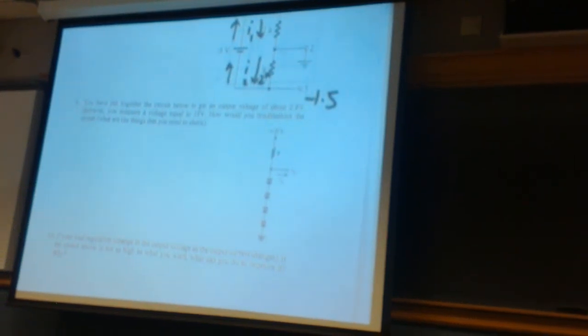You have put together the circuit below to get an output voltage of about 28 volts. You measure a voltage equal to 15 volts. What's the problem? Something's not connected. What is not connected? I mean, you can't say the resistor is not connected. Probably one of the diodes. One or more of the diodes is not connected, or it's out. Like it's not working.